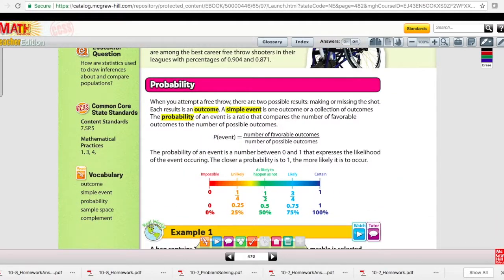There are a couple vocabulary words you need to write down the definitions of in your note sheet. You also might want to write down this chart right here to reference so that you can tell whether the probability of an event is closer to 0 or closer to 1 and how you would describe that.